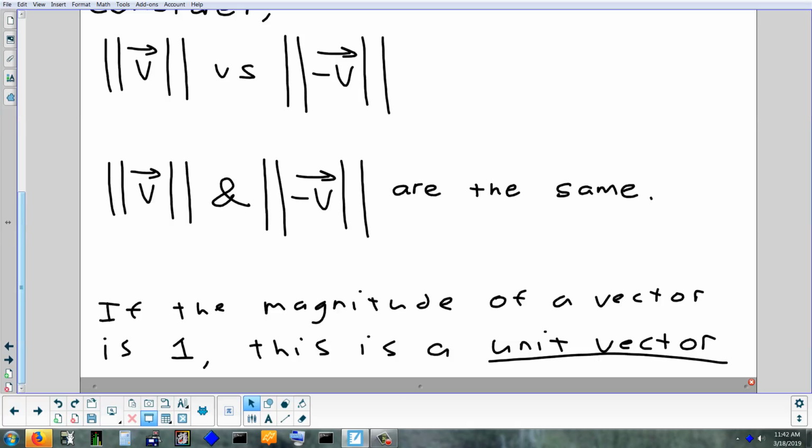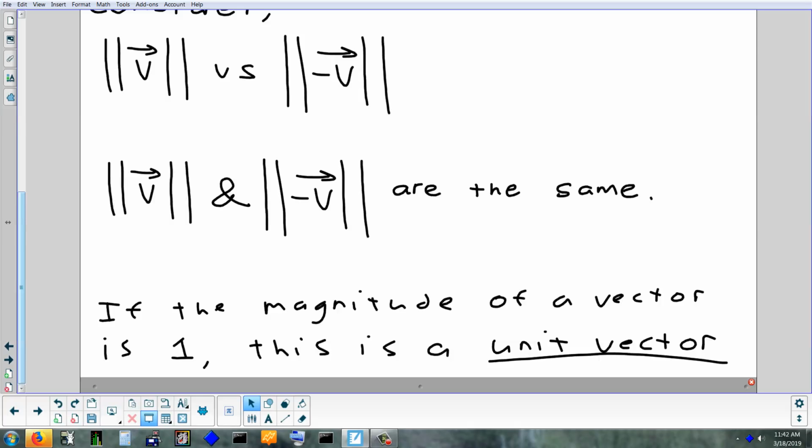Now, we're going to talk more tomorrow about what happens if you get a vector that doesn't come out to a length of 1, and you want to make it a length of 1. Well, you can do that. You can scale it. If it's too long, you can make it shorter. If it's too short, you can make it longer. So you can always make a vector 1 unit long if you have to by scaling.